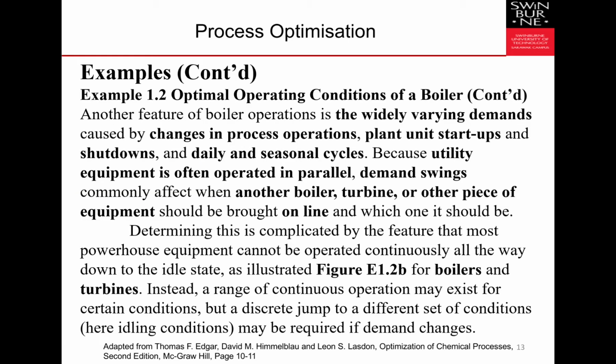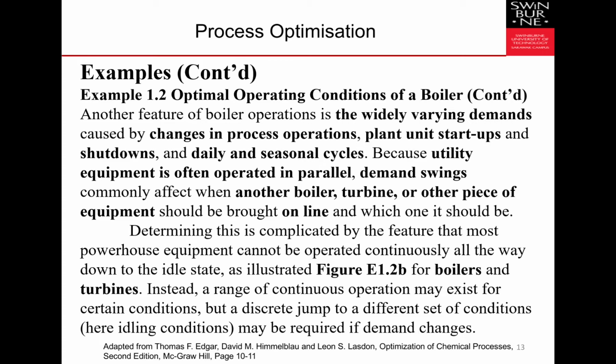Okay, another feature of boiler operation is the widely varying demand caused by the changes in process operation, plant unit startups and shutdowns, and daily and seasonal cycles. Because utility equipment is often operated in parallel, demand swings may affect when another boiler, turbine, or other piece of equipment should be brought online.